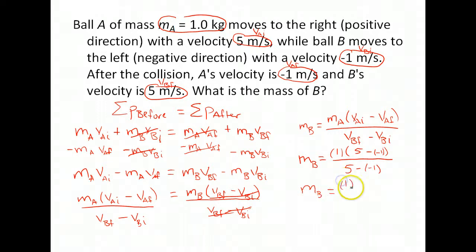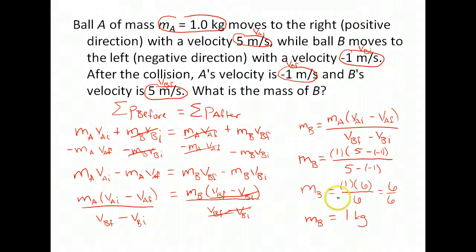So that's 1 times 5 minus -1, which would be like 5 plus 1, or 6 right there. And then this is 5 minus -1, which would also be similar to 6. So this would be really 6 over 6, which is just 1. So the mass of B is 1 kilogram. Okay.